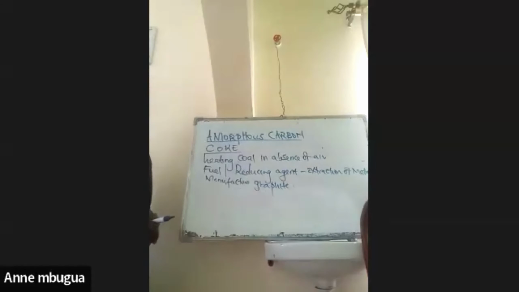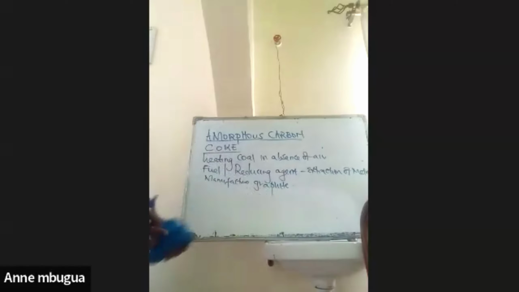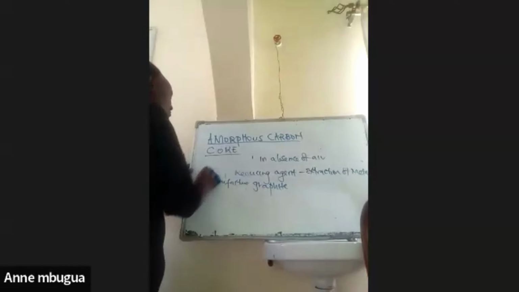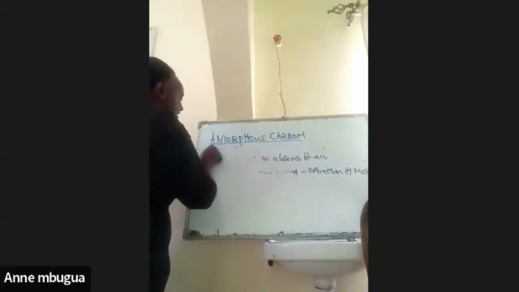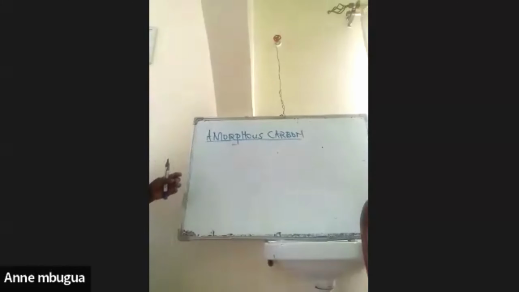Coke is also used in the manufacturing of graphite. It is made by heating coal in absence of air, and that's when we are saying it is impure and a form of carbon that is artificially made. The other form of amorphous carbon is the wood charcoal.